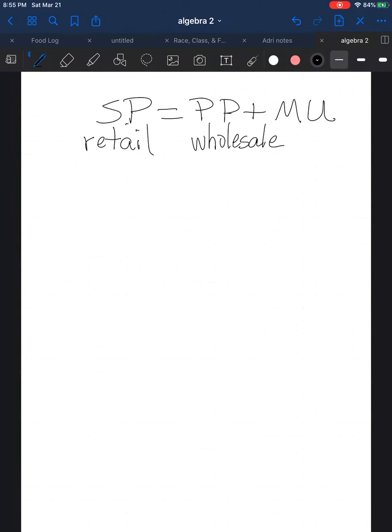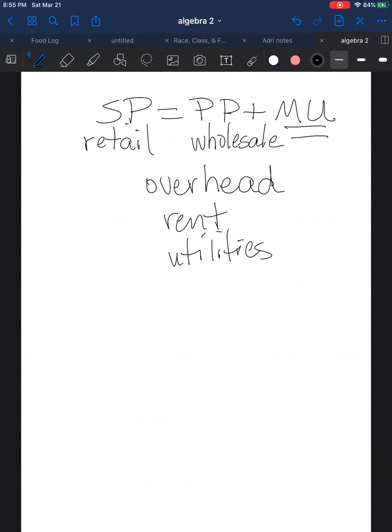You would consider wholesale if you owned a business. That would be what you pay for it, and then you would sell it for retail. So you'd have this markup that makes up the difference, and markup is for overhead. That's like your rent, your utilities, anything that you as a business owner would have to pay to keep your business running.